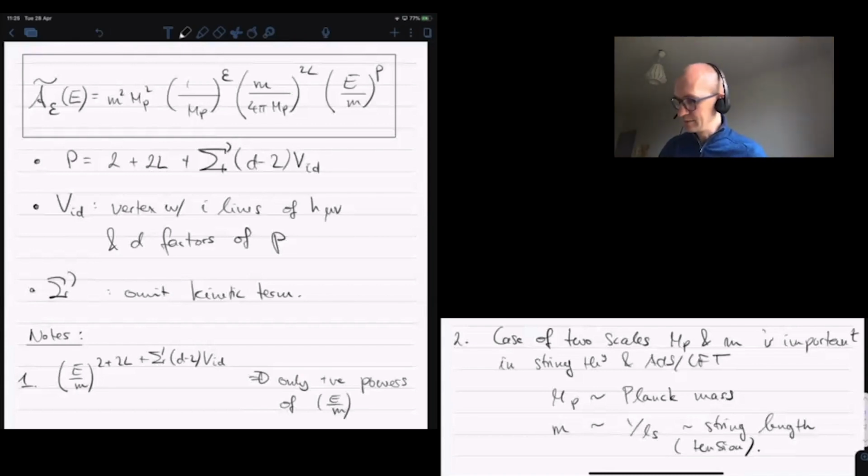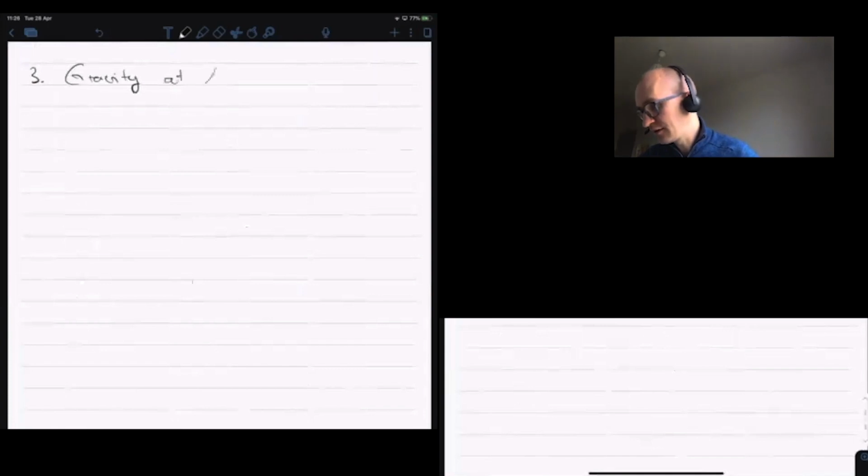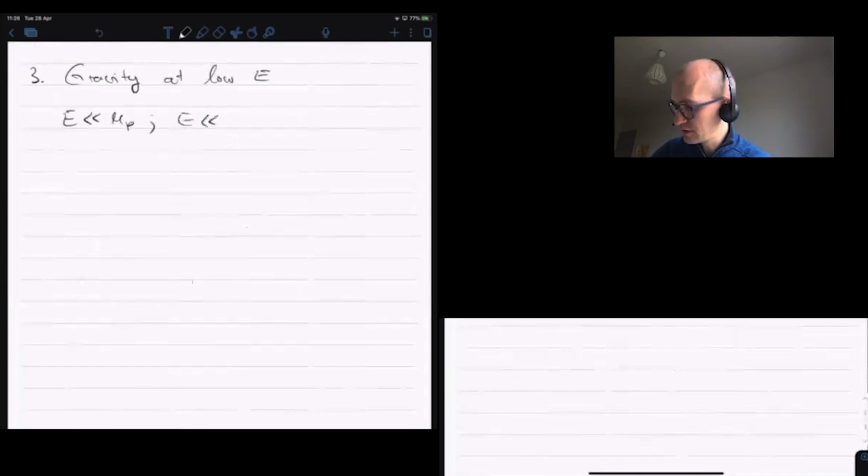So then third remark, 3, we have gravity apparently at low energies, right? That follows simply from our analysis of those terms, basically symmetries. So we have gravity at low energies. And what do we mean? Well, we want to be way below the Planck mass, and we want to be way below this mass m.